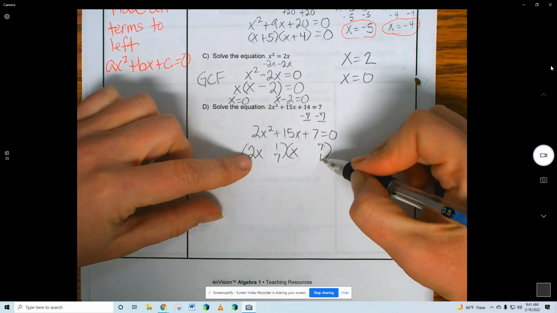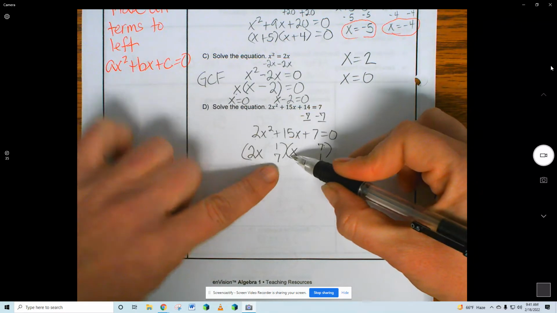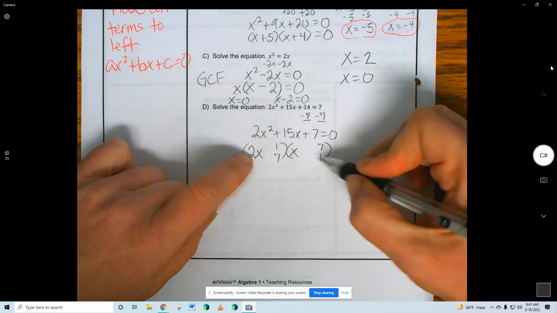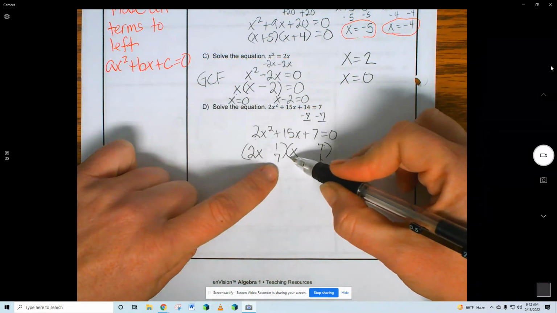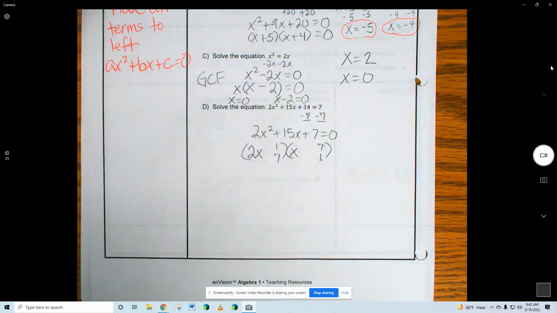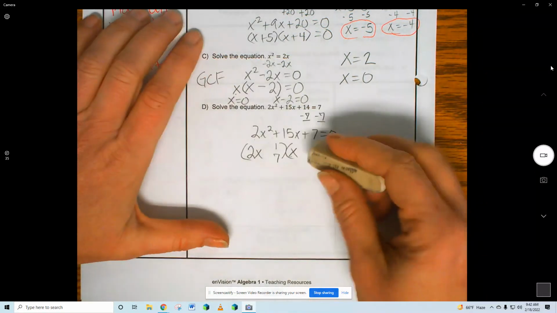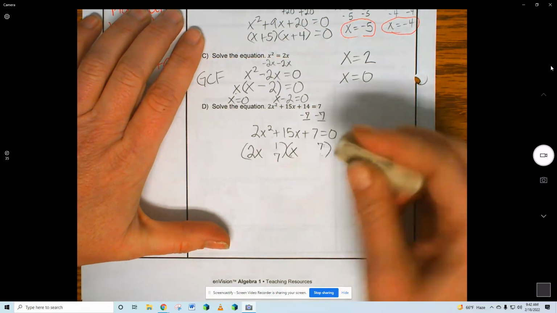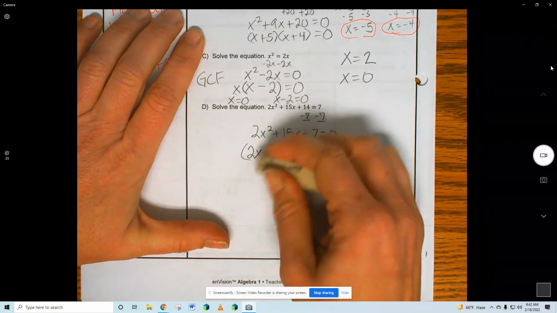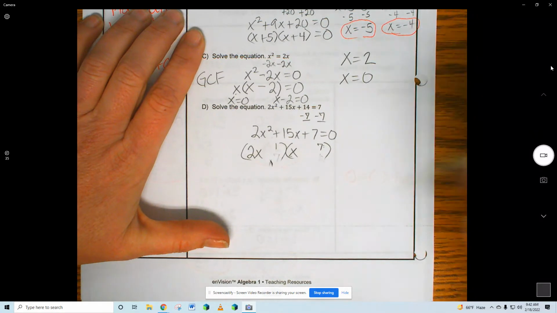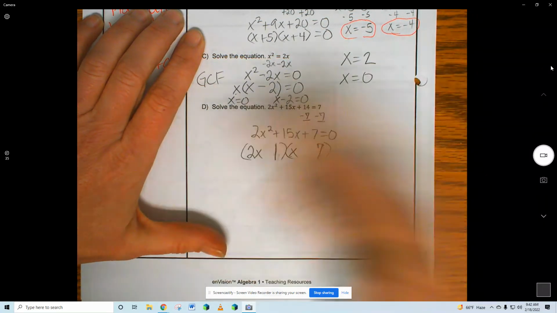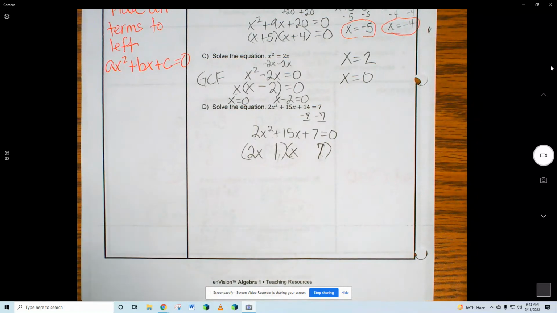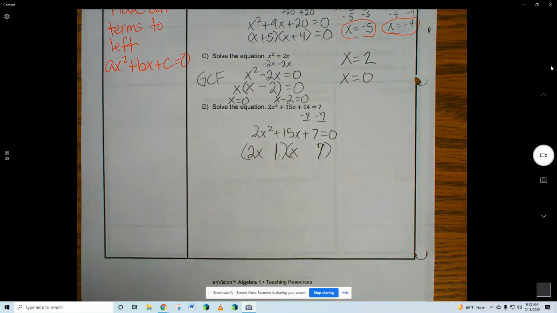2 times 1 is 2. 7 times x is 7x. Do 2x and 7x make 15? Does 2 plus 7 make 15? No. So I'm going to erase the bottom option because that didn't end up working. So the 1 for sure and the 7 like that. The signs. What's the sign? They're both positive.